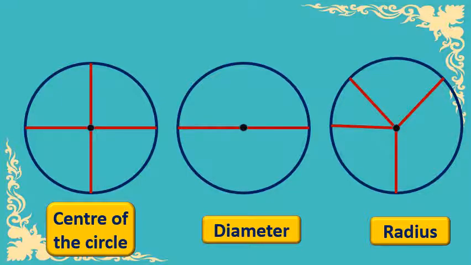You can see here the difference between the diameter and the radius. Can you guess? Yes, correct. The diameter is double the radius; the radius is half of the diameter. Okay, that we will learn in detail in the next chapter.